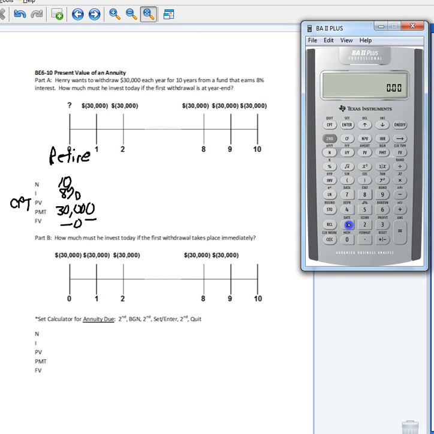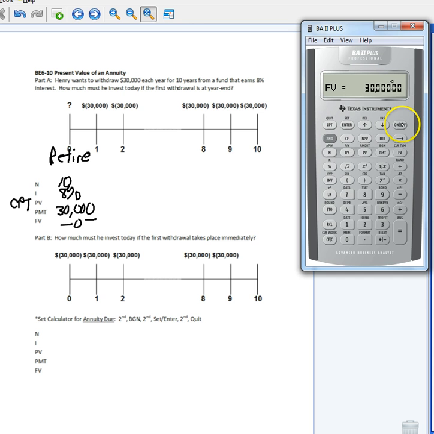So enter it in. 10 is N. 8 is the interest rate. 3, that's set up already. 10 is in, 8 is the interest rate. Don't know present value, but 30,000 is our payment. 0 is future value.